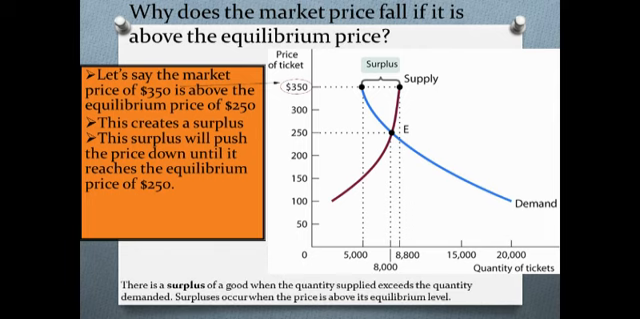There's a surplus of a good when the quantity supplied exceeds the quantity demanded. Surpluses occur when the price is above its equilibrium level, okay? People are not going to buy it at this price. These are the only people who are buying it. So you have all these extra tickets that are left over. And if you want to move that inventory out to make room for new tickets, you've got to get rid of the surplus. You've got to get rid of the excess supply. That's going to force producers to drop the price until they drop it to a point where we're at equilibrium.